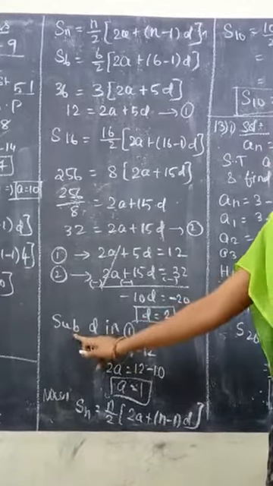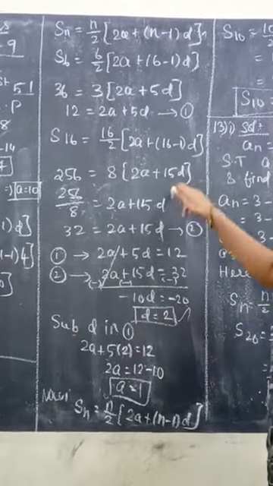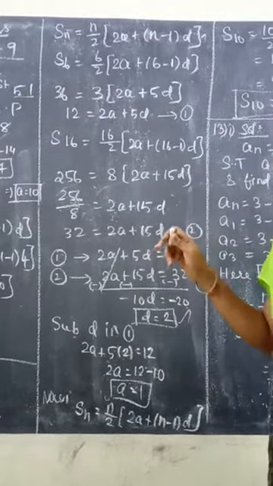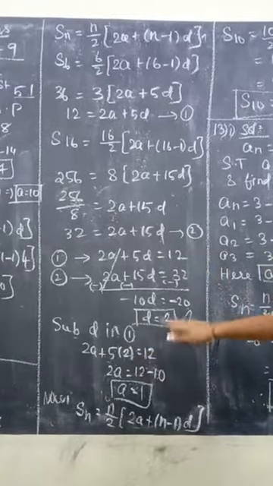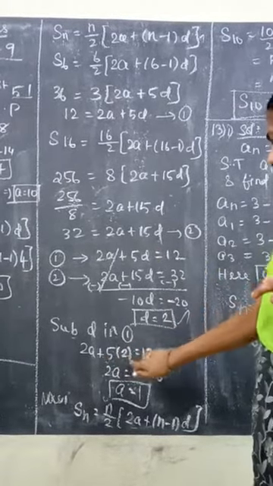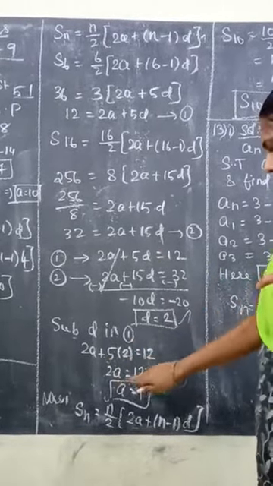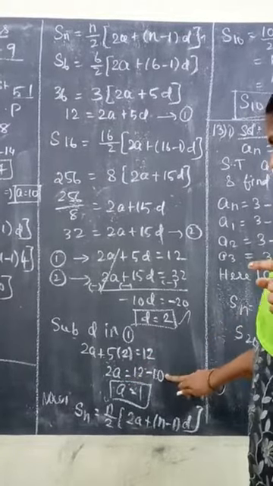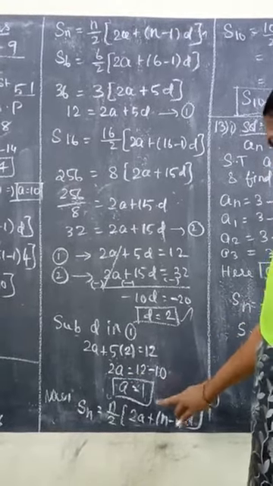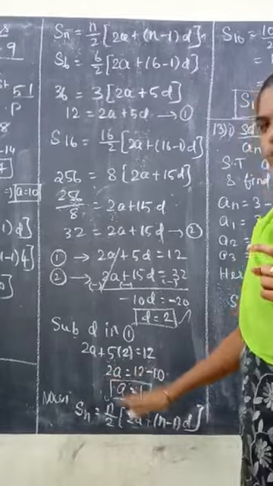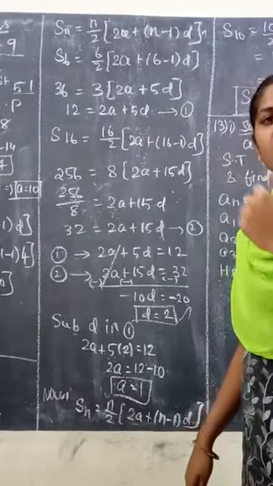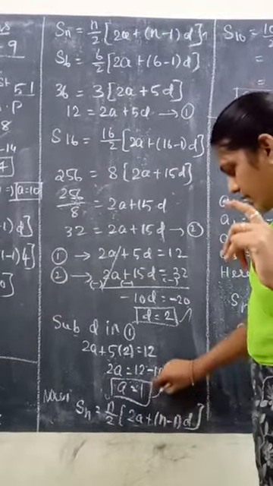Next, substitute d in equation number 1. We have two equations. You can apply any one equation. So d is 2. So 2a plus 5 into 2 equal to 12. So 2a equal to 12 minus 10. So 12 minus 10 is 2. So 2a equal to 2. a equal to 2 by 2 cancel. a is equal to 1.